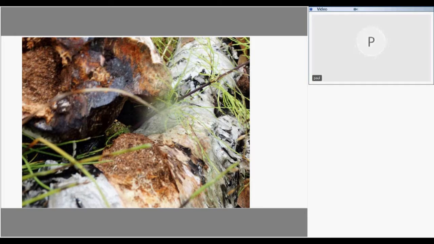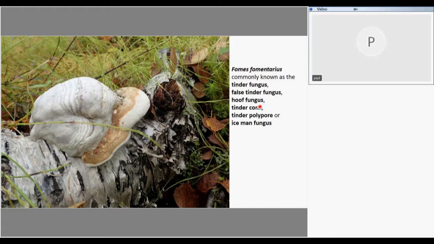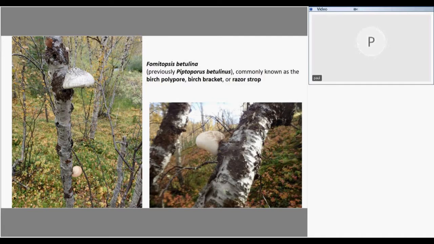So it's also named hoof. It looks like a hoof on a horse, partly. And this is an old cultural plant that has been used for a very long time. So mushrooms have not only been known to make food, but also to make other types of products. This type of fungi that you see here is known as razor strop, birch polypore, a lot of different names.